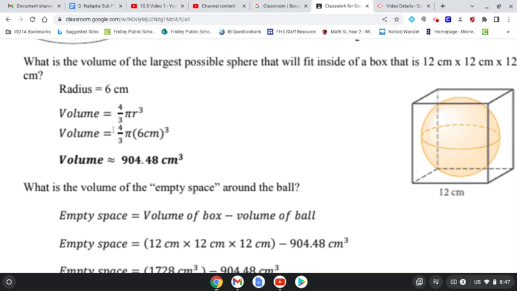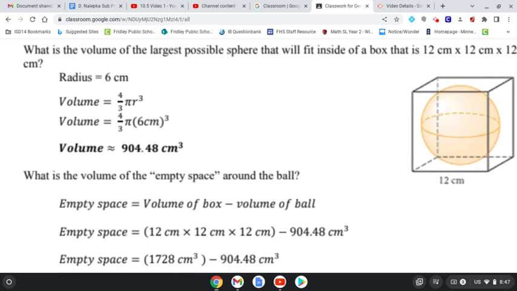So once again, I recommend you type in the 4/3, 4 divided by 3 first. Take that answer, multiply it by pi, and then take 6 to the third power, get that answer of 216, and then multiply those two together. And there we get our volume. So 904.48 centimeters cubed. And that's it. Simply using that formula, you just plug in the r.